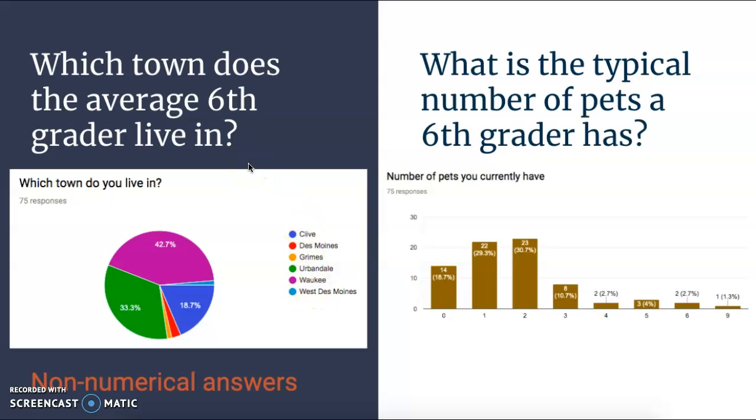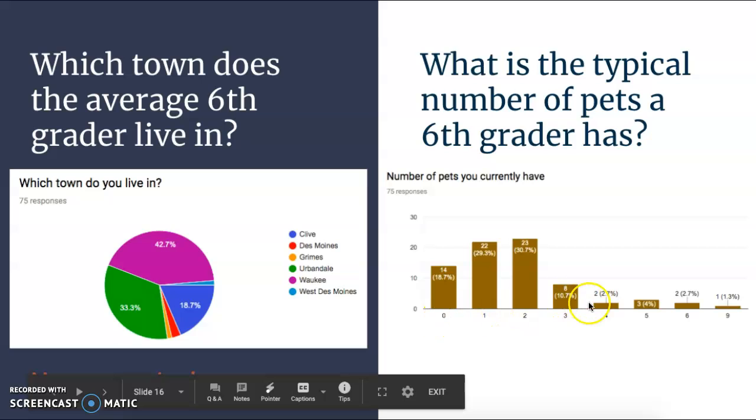So which town does the average sixth grader live in? That is not statistical. But what is the typical number of pets a sixth grader has is statistical. Again, we have the numbers on the x-axis and it grouped them all together for us.